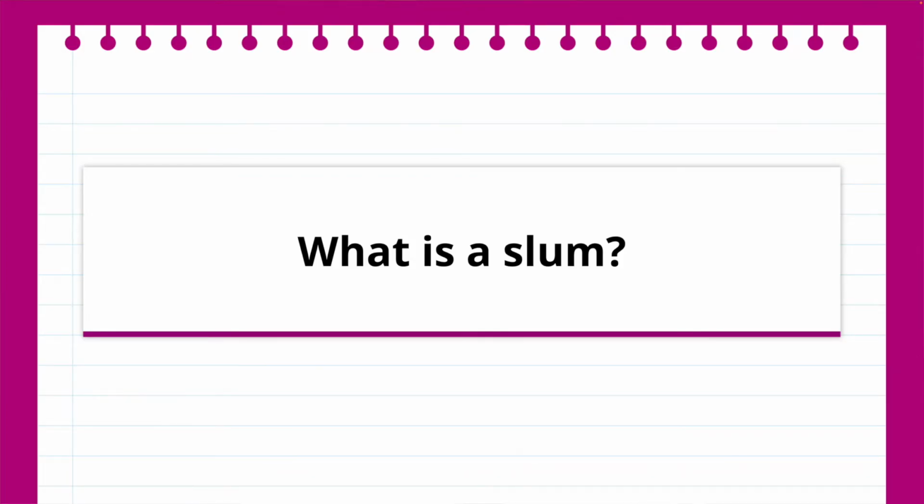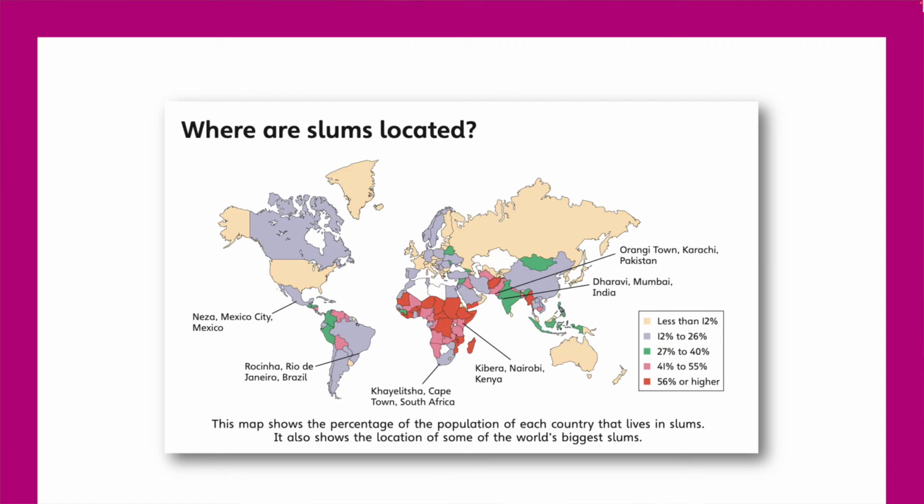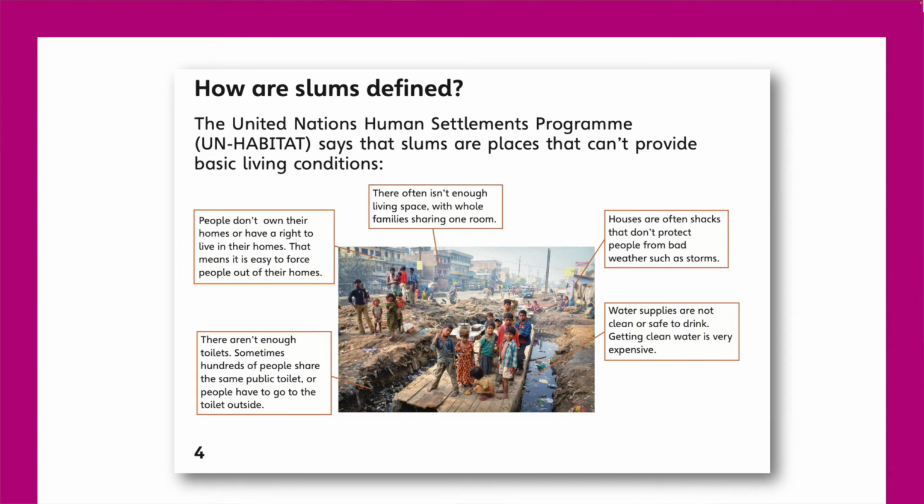The first lesson asks, what is a slum? Pupils will learn that over 1 billion people are currently living in slums and where these settlements are distributed around the world. They'll also learn about common conditions in slums, such as cramped conditions and people not having the right to live in or own their homes.